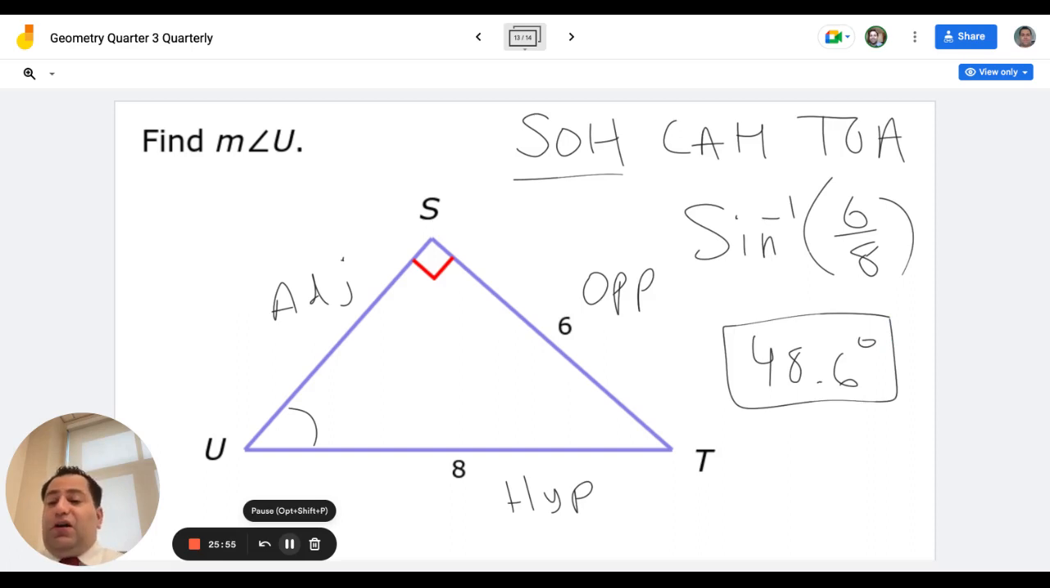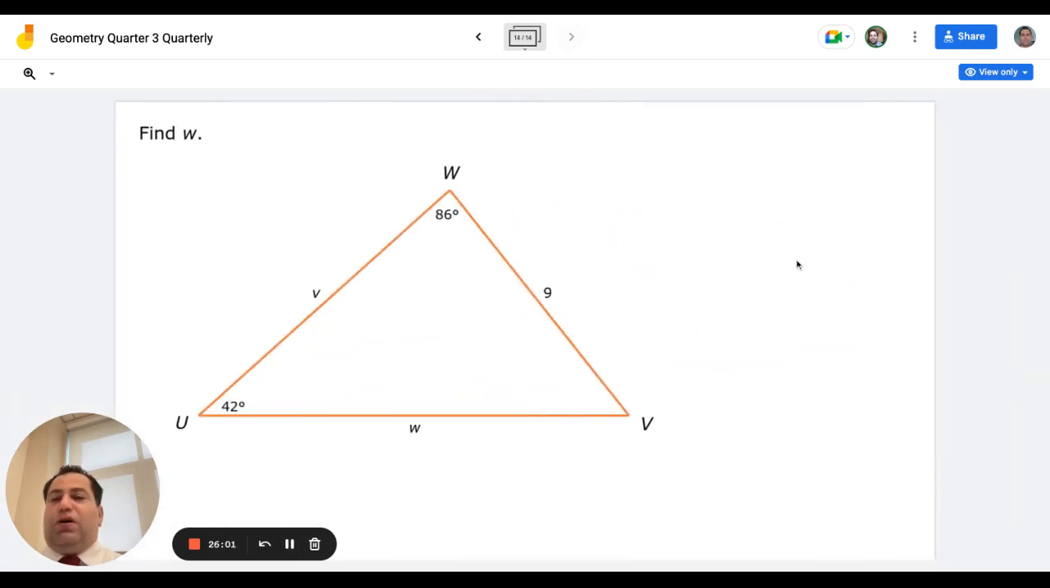And last topic on the test is again not early quarter, maybe the middle of the quarter, and that is non-right triangle trig, and that is this problem right here. This is both honors and regular. We're going to find W. So we know here that W has a relationship with 86, right? And it's the law of sines.